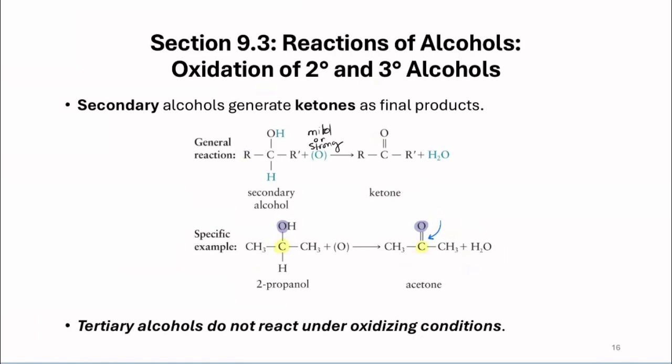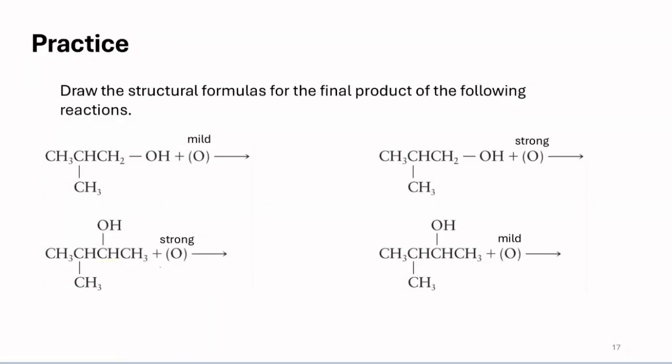Tertiary alcohols do not react under oxidation conditions, meaning if a tertiary alcohol is exposed to a mild or strong oxidant, there is no reaction. Let's do some examples to practice how to predict the products when we have alcohols being oxidized. I'm going to convert each of the following molecules into their skeletal form because when it comes to worksheets and exams, mostly we observe these molecules in skeletal form.